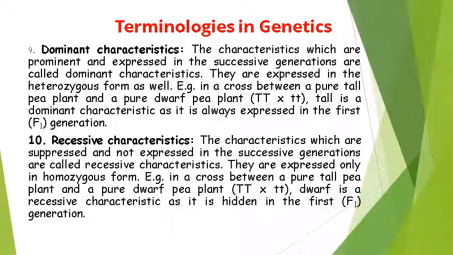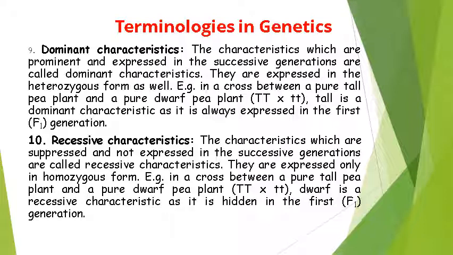But recessive are those characters which express themselves only in homozygous condition. If we talk about the small t, if a small t is present with the capital T, the resultant is a tall plant. So the small t hides its characteristics in the presence of capital T. But if small t is present with small t, then the plant is dwarf, or you can say the recessive plant is observed. So dominant characteristics are those which are prominent and expressed in the successive generations. They are expressed in the heterozygous form as well.